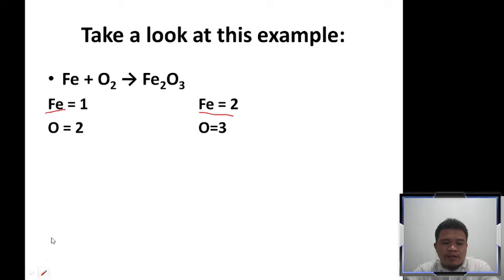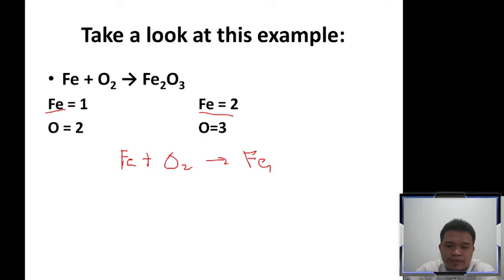Maybe it's much better if we just rewrite the equation here. Fe plus O2 yields Fe2O3. Now, 1 and 2, right? So, they are unbalanced. But at the same time, if you look at oxygen here, it's 2 and 3. It's also not balanced. So it's a bit problematic here.